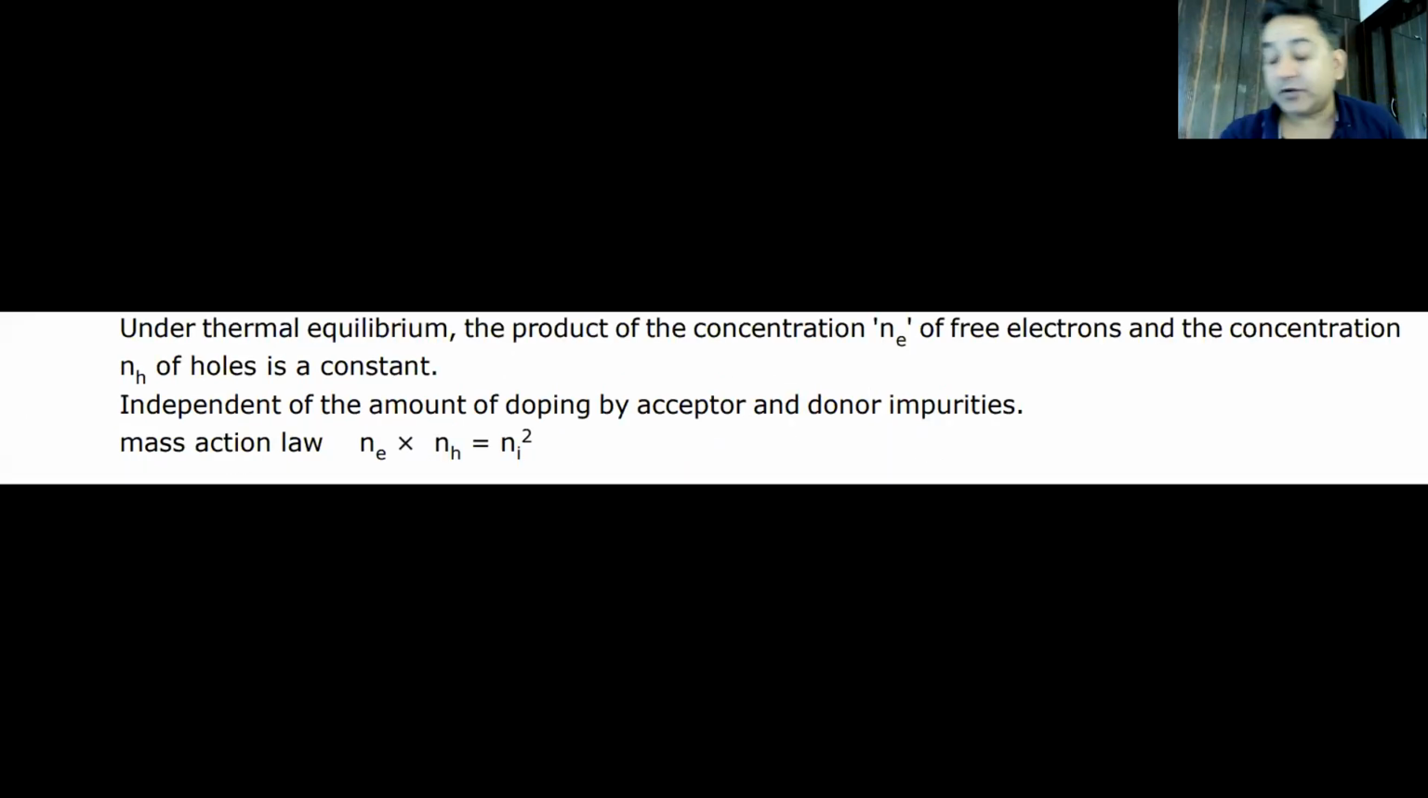And this is the formula that you have to remember by the mass action law. Under thermal equilibrium, the concentration of free electron and the concentration of hole, Ne and Nh, if you take the product, that is a constant. Ne into Nh is equal to Ni square, which is a constant. Just remember this. Do we understand this? This is the only thing that you have to remember in the entire law. You might get a question straight away from this chapter, from this topic. Please remember this.